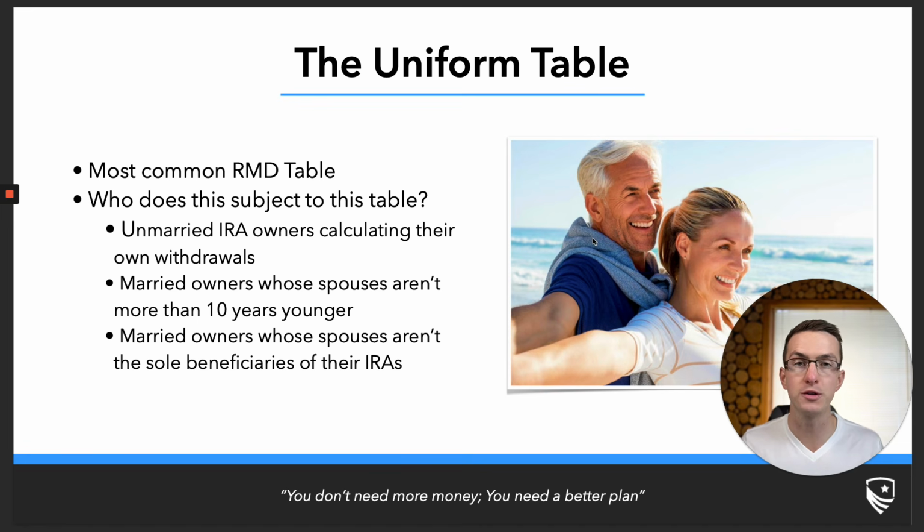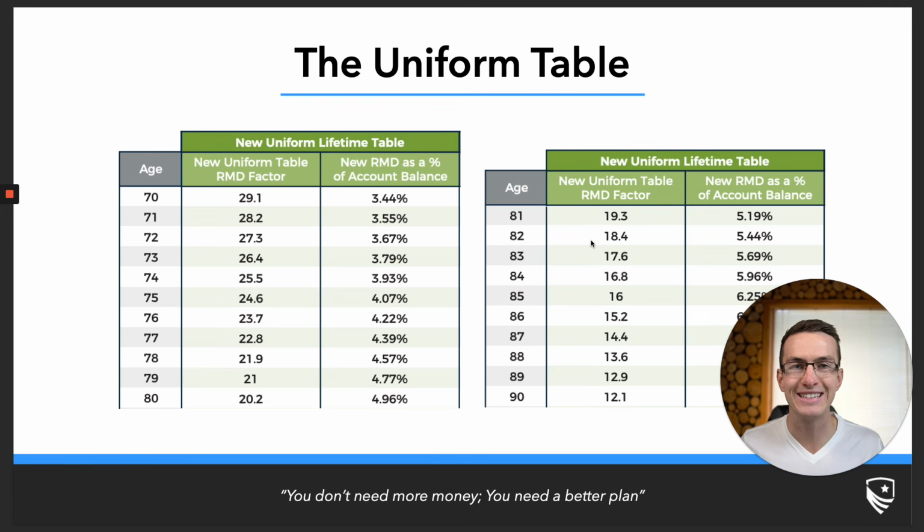So if you and your spouse have a very tight age gap between the two of you, you're once again going to use this uniform table. And then married owners whose spouses aren't the sole beneficiaries of their IRAs. So regardless of the age gap, if your spouse isn't the sole beneficiary, the primary beneficiary of your IRA, you're going to use this uniform table. Now, luckily, this uniform table is one of the easiest to calculate your given RMD at any given time.